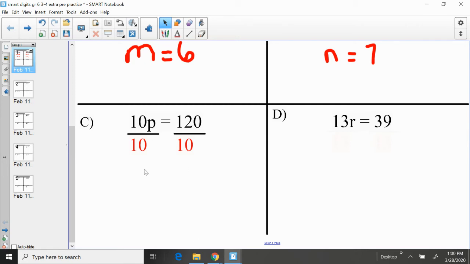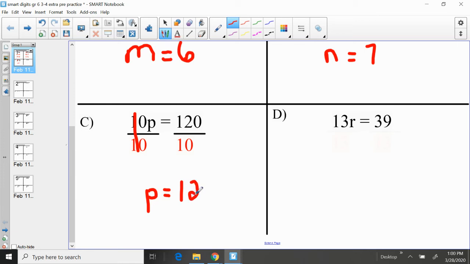Okay, and what happens to these 10s? Did you say they cancel out? Man, you're smart. Very good. All right, so when those 10s cancel out, I'm just left with the p. I'm not even going to put that 1p again because you know that that 1 just disappears. Equals 120 divided by 10. What's 120 divided by 10? 12. Yeehaw! That's awesome. All right, so p equals 12.